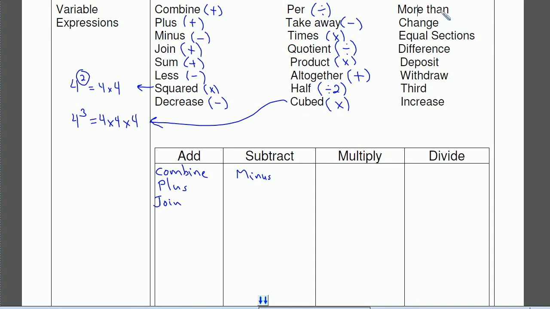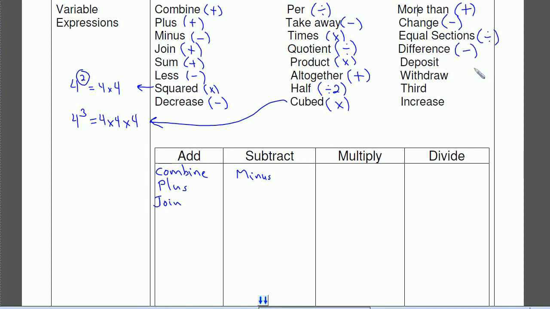More than, that means we're going to add something to it because it's more than. Change, change is when you subtract something, like if you go to the store and you want to know how much change you get, you have to subtract the amount that you're going to pay from the amount of money you give the cashier. So that's going to be a subtraction. Equal sections, say I have a candy bar and I need to split it among 5 students so I can share with them. Well, I need to give equal sections, so I need to divide it into equal sections. So that's going to be division.